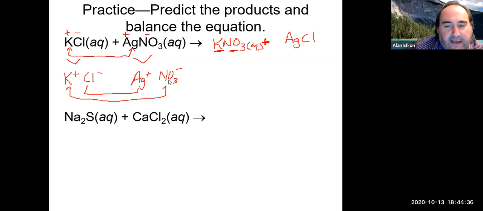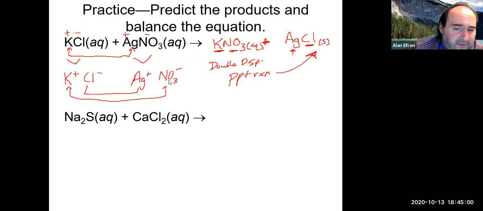And then we have our silver and chloride. Looking at our chloride, it is soluble in everything except our good friend silver. So because silver is an exception, we would expect, again, the silver chloride here to be a solid. And again, this would be a double displacement reaction, also a precipitation reaction as well, because a precipitate was formed.